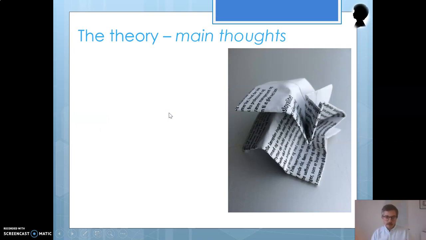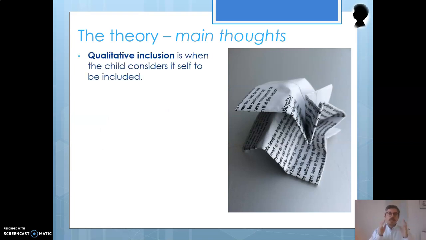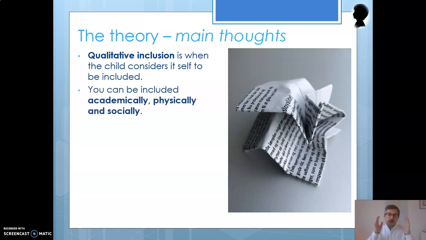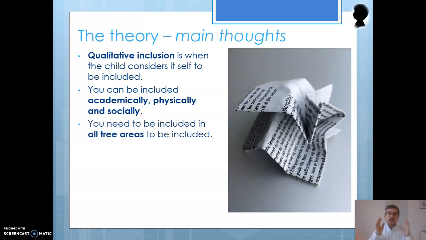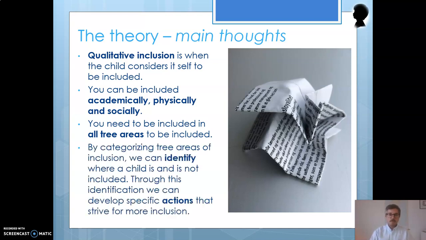The main thought in this perspective is from a qualitative inclusion perspective. Qualitative inclusion is when the child considers itself to be included. You can be included in three ways: academically, physically, and socially. You need to be included in all three areas to be included.